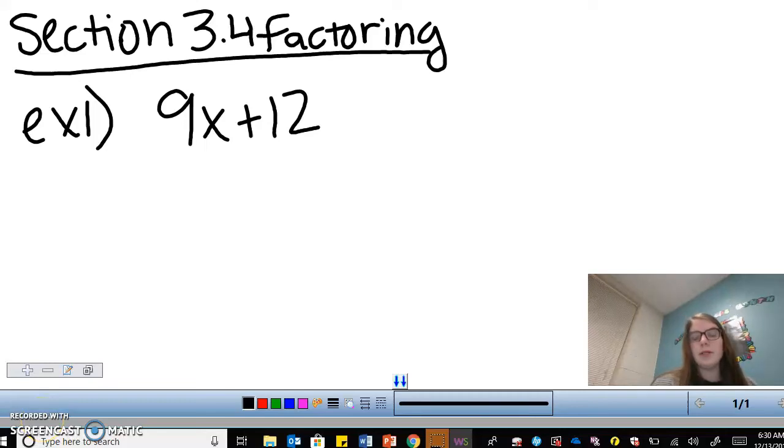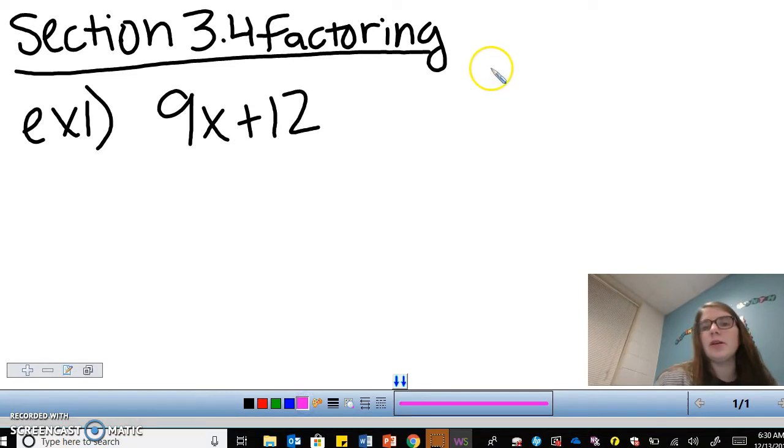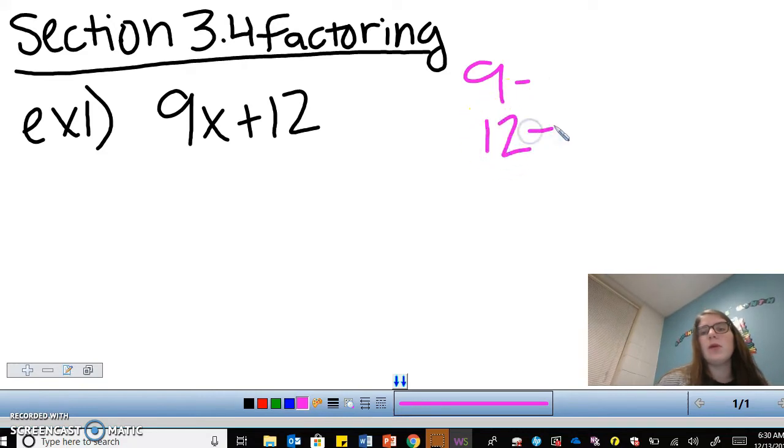Okay, so today we're going to be talking about factoring. One of the main things when you're factoring is that you just need to know how to find the GCF, and then you'll be able to know how to do everything else. So if I have 9x plus 12, my two terms are 9 and 12. So I need to be able to figure out what is the GCF between 9 and 12.